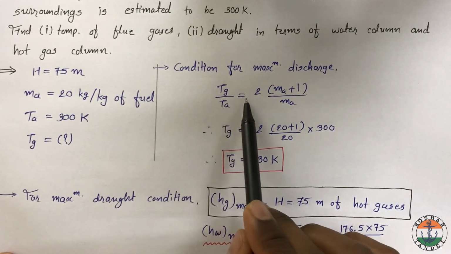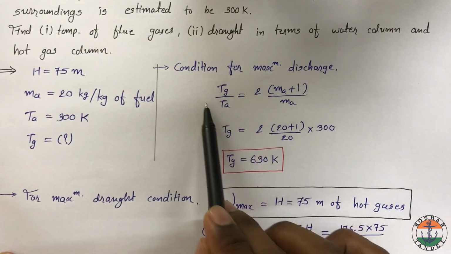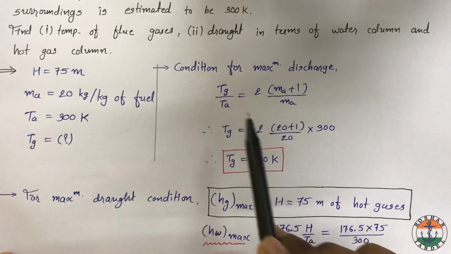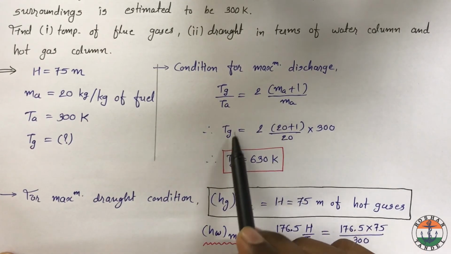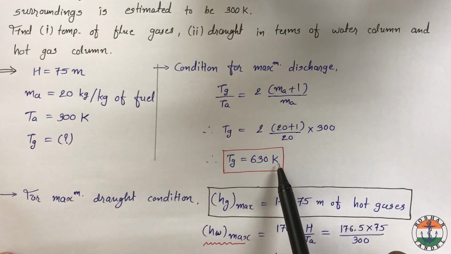Tg by Ta is equal to 2 times Ma plus 1 by Ma. This is the condition of maximum discharge. Here Ma and Ta both are given to you. So you can easily find Tg. Tg is equal to 630 Kelvin.